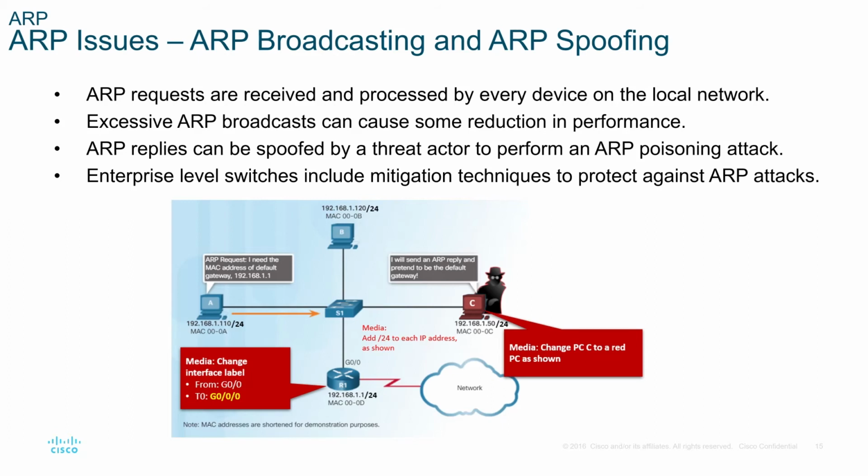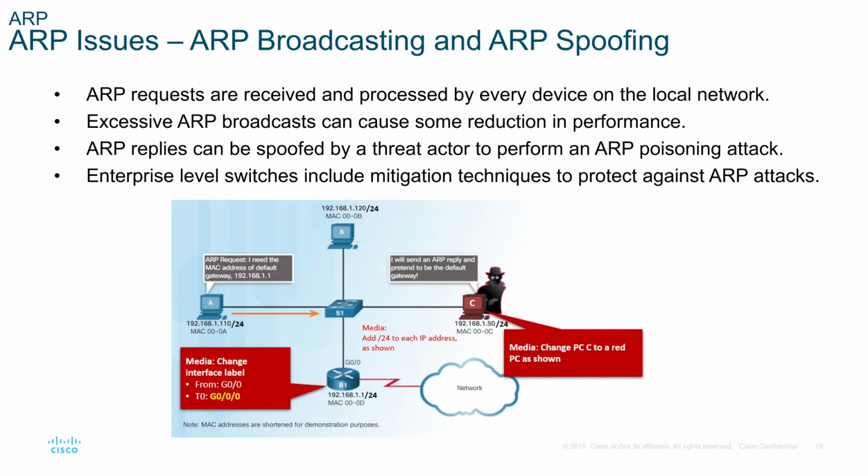ARP replies can be spoofed by a threat actor to perform an ARP poisoning attack, such as when a host requests the MAC address of the default gateway and a threat actor sends a gratuitous ARP listing themselves as the default gateway. The unsuspecting host then sends all messages to the threat actor, who in turn forwards them out through the router, but records all data that was sent.